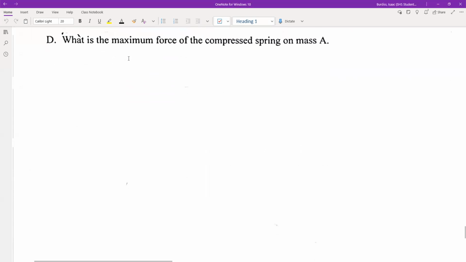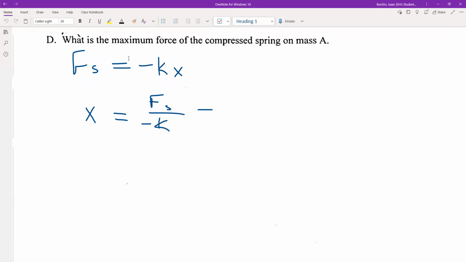And then the last thing, what is the maximum force? Now we find the force. So now let's go back to Hooke's law. That's pretty easy because all we have to know is this. I did it again. We don't need to rearrange it into x. I don't know why I was doing that. Sorry. K equals 650, and then x we just found was 0.23.